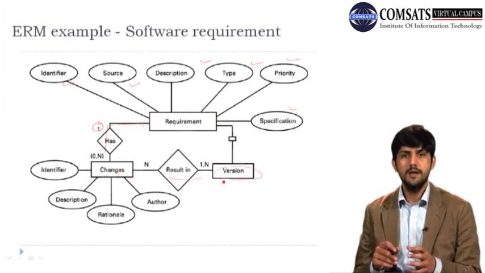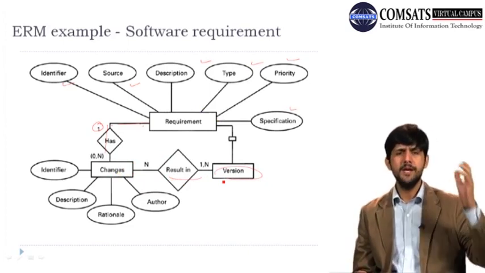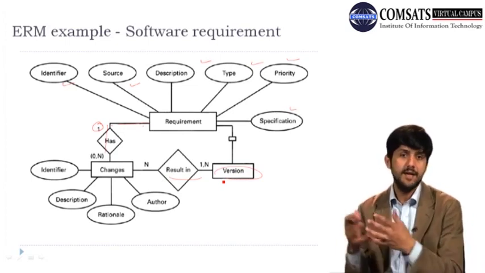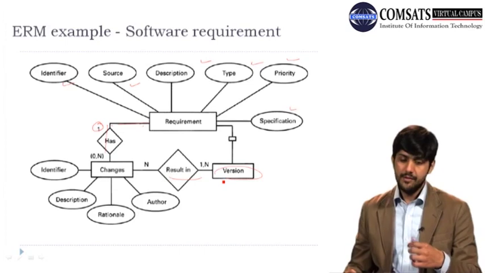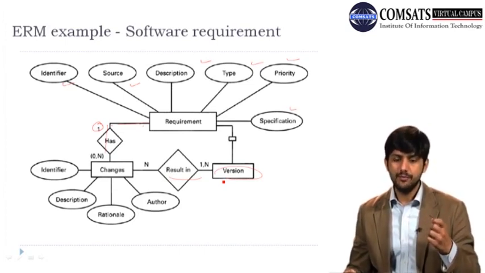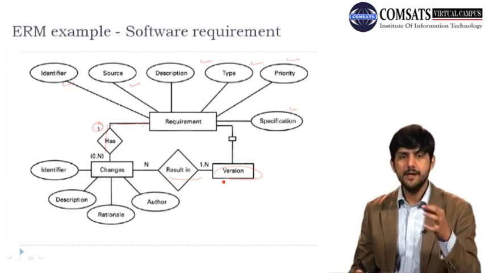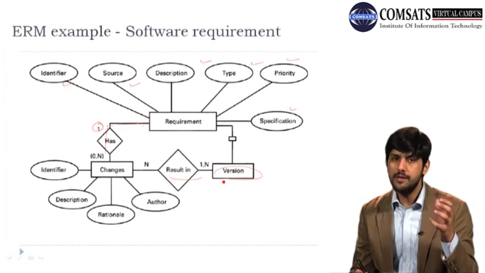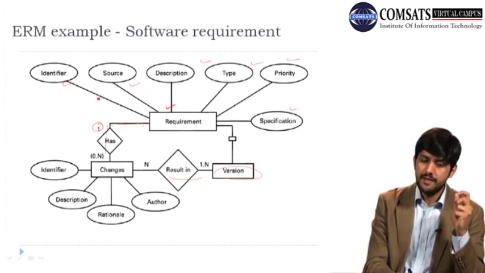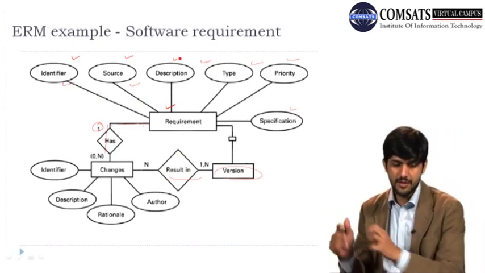Remember we talked about maintaining a requirement database. Let's say you are designing that particular system, and you are trying to use the entity relationship model to know what things you would want to store in your database. The entity relationship model is one of the ways to model the data. So here we are identifying that for each requirement we are going to save an identifier, a source, a description, a type, a priority, and a specification.